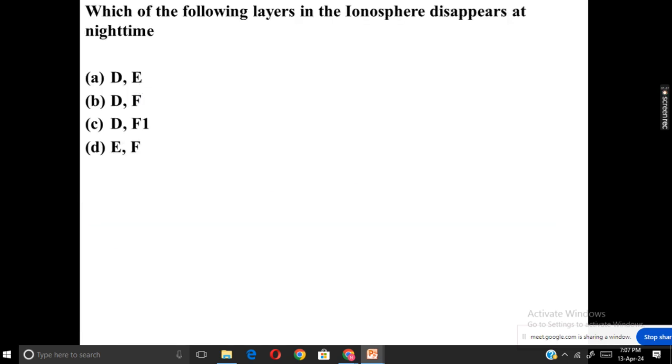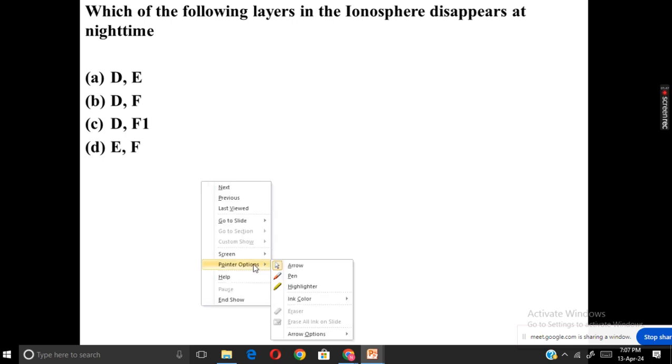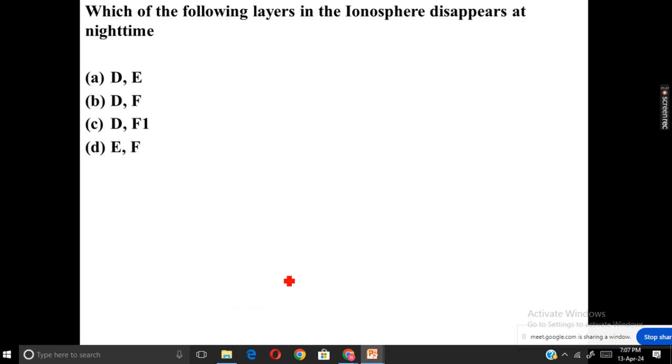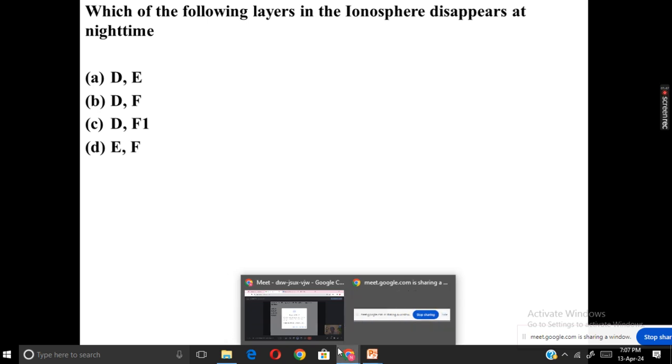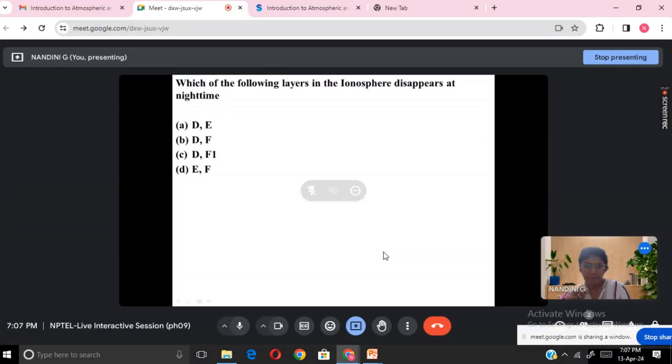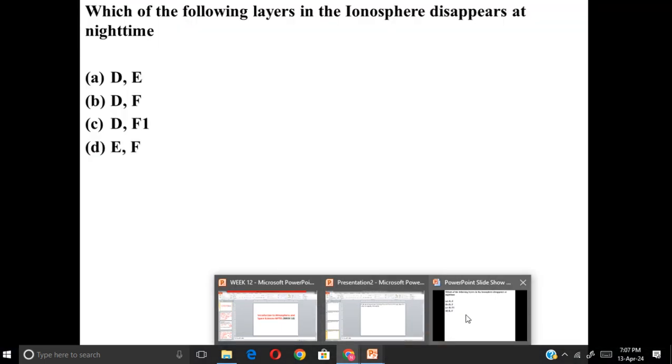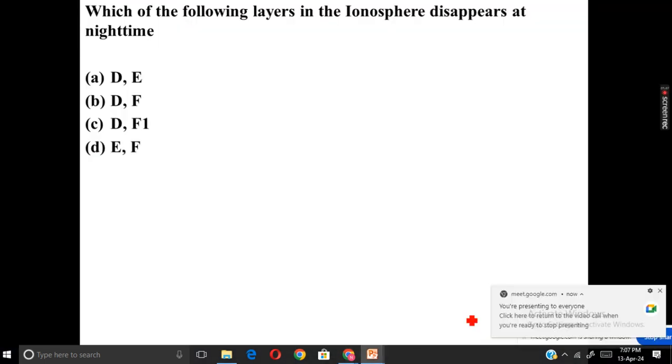Now, the third question. Which of the following layers in the ionosphere disappears at night? As I said, there are 4 layers in the ionosphere: D, E, F1 and F2. During daytime, all 4 layers are distinctly present because there is sufficient incoming solar radiation, whereas during the nighttime, some of these layers disappear. Basically the D and F1 layers disappear during night. So this will be the answer.